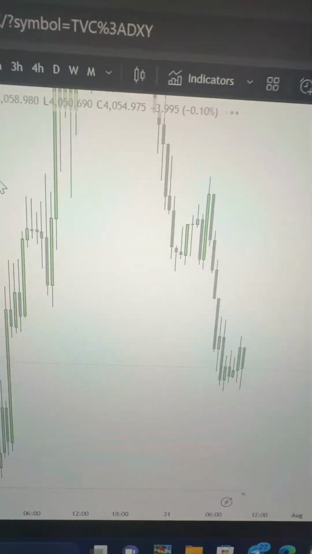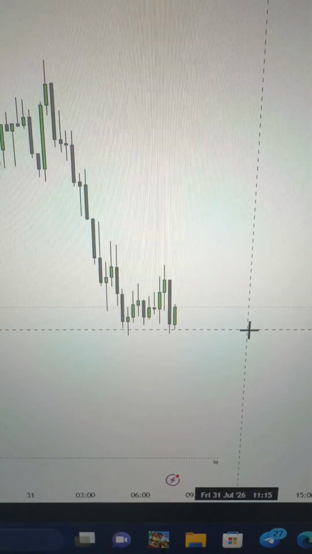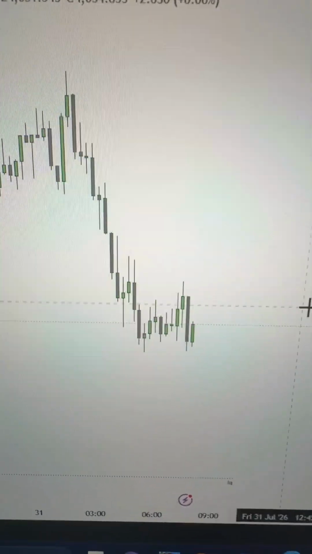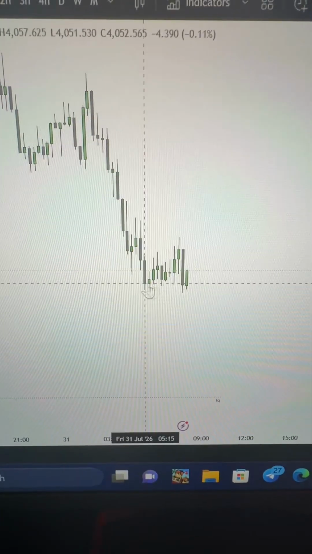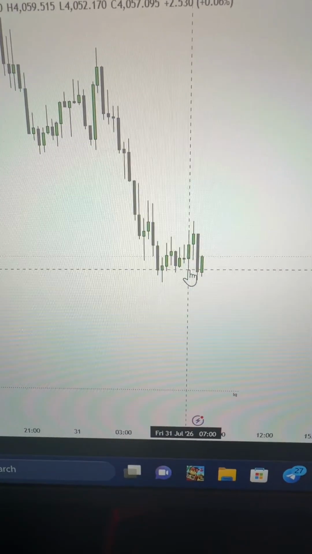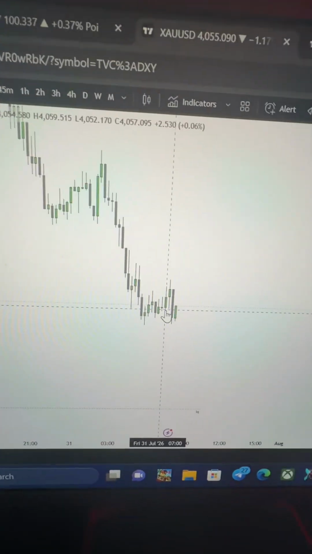Scale to the 15-minute time frame. What can I see on the 15-minute time frame? This is an imbalance, but I wanted to still scale to the lower time frame. This was the candle. This was when I got to my chart. This particular candle was in play when I opened my charts.